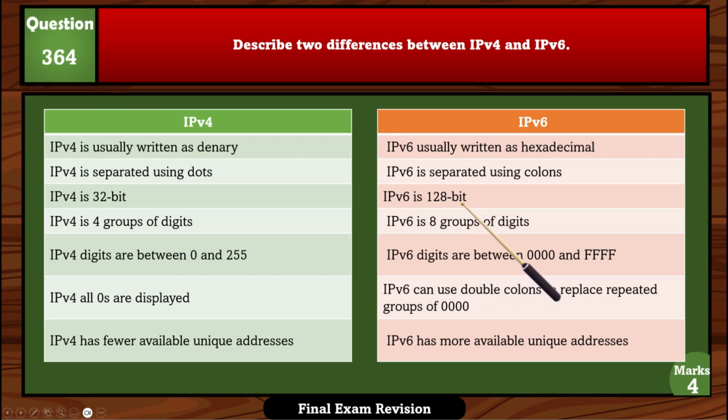IPv6 is 128 bits. IPv6 is 8 groups of digits. IPv6 digits are between 0000 and FFFF. IPv6 can use a double colon to replace repeated groups of zeros. IPv6 has more available unique addresses.